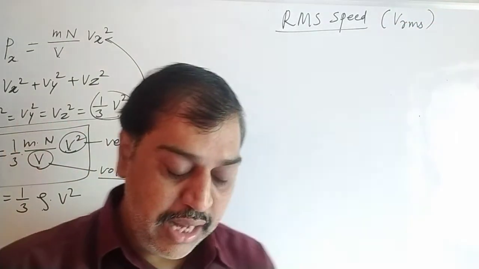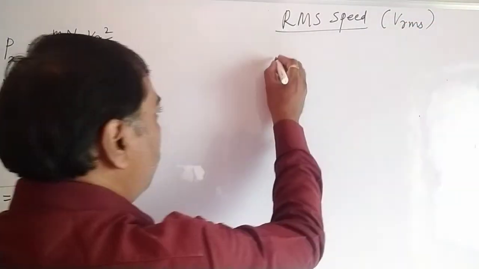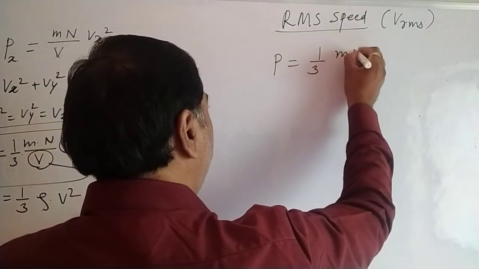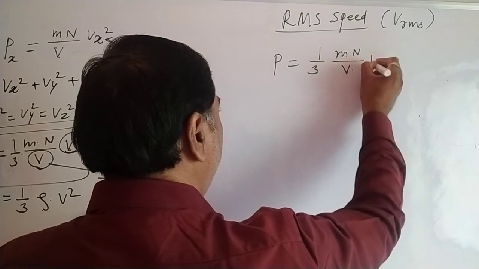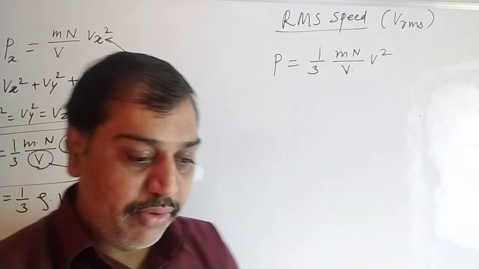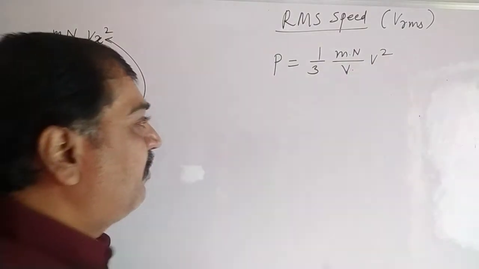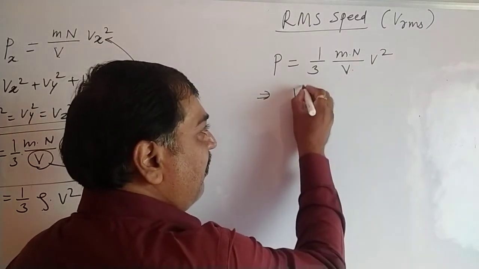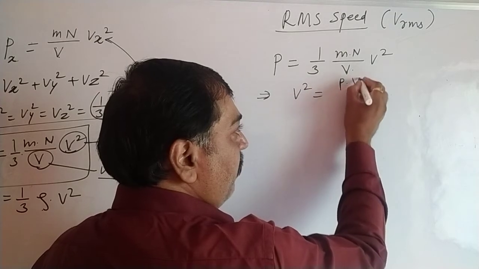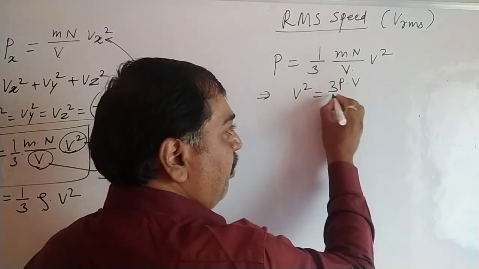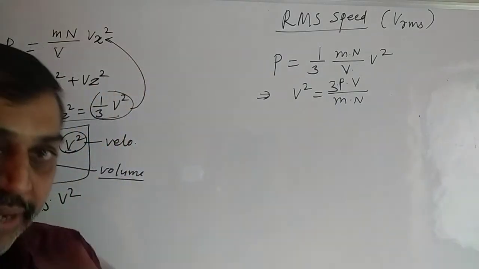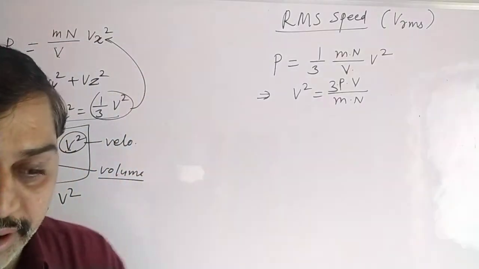Now here, as we know, the equation for pressure of the ideal gas is P equal to 1/3 m n divided by V into V square. This equation we have derived, the equation for the pressure. From this equation, just find out the value of V square. This implies V square equal to 3PV divided by m into n, that is the velocity square.